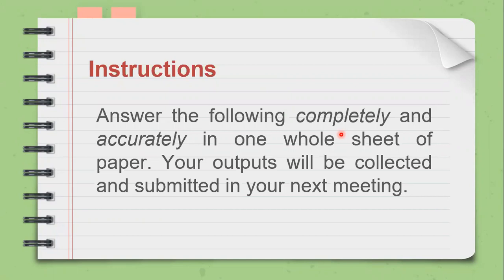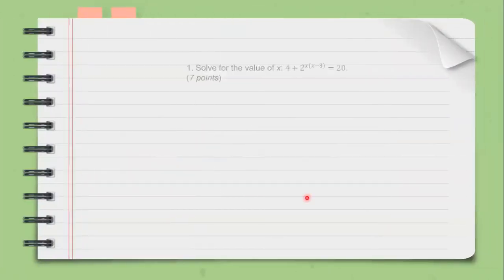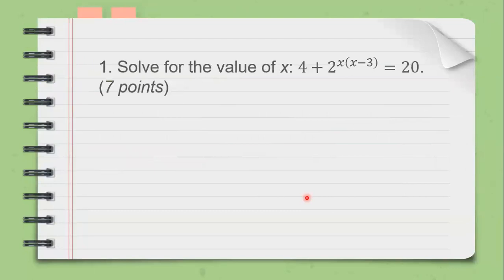But of course, it will be better and it will be best if you answered this graded exercise accurately, since it gauge your learning when it comes to exponential equations. So your outputs will be collected and submitted in your next meeting. So class, please answer this because this will be graded and recorded. For item 1, which is for 7 points, solve for the value of x in 4 plus 2 raised to x times x minus 3 is equal to 20.